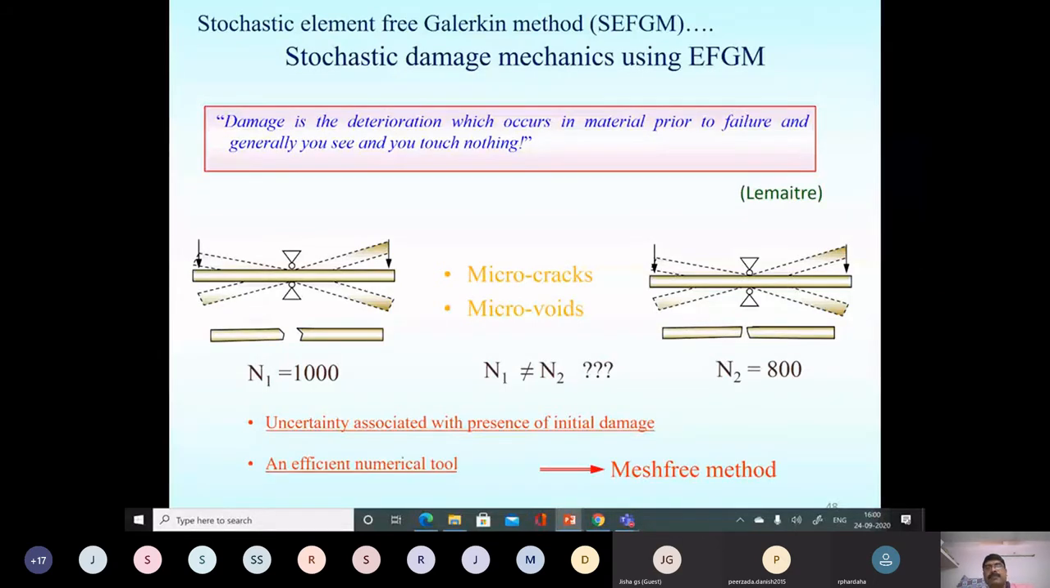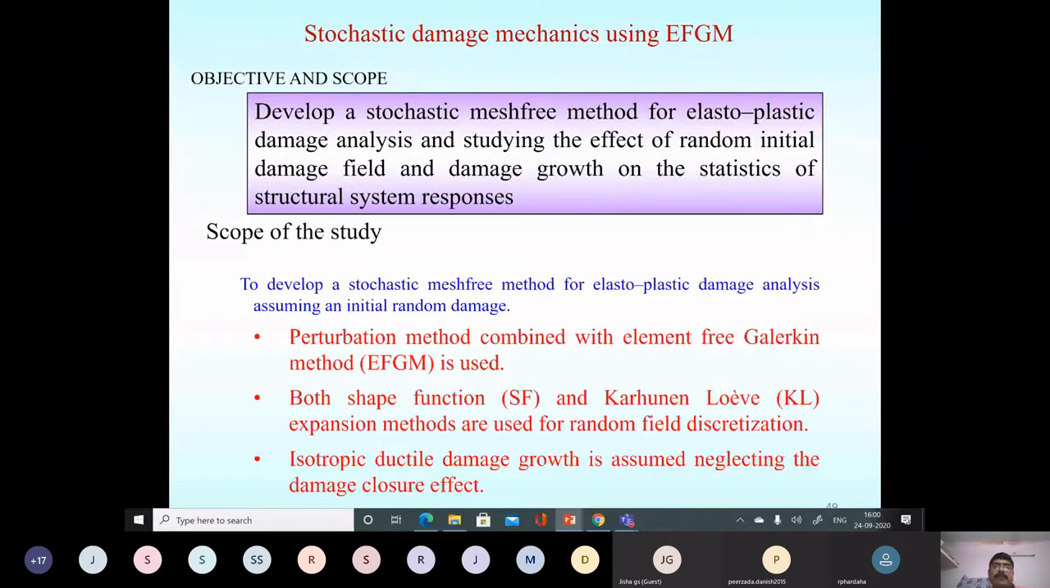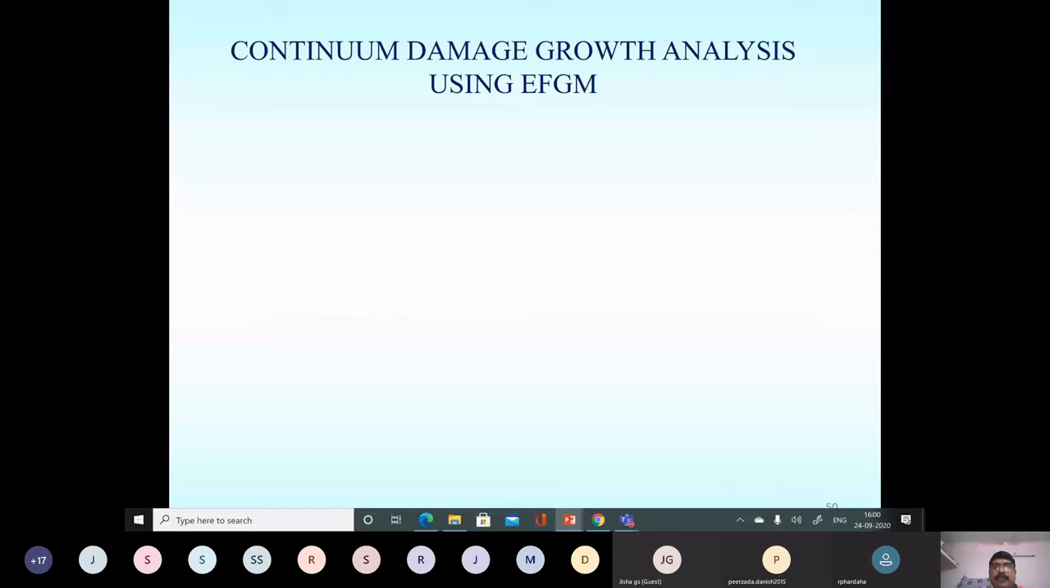So as a tool, we took the Meshfree method, and the objective is to develop a stochastic Meshfree method for damage analysis, and it should be elastoplastic damage. So material nonlinearity is the main contribution of this work. So far nobody has worked on Meshfree methods for nonlinear analysis, and for continuous damage growth analysis.